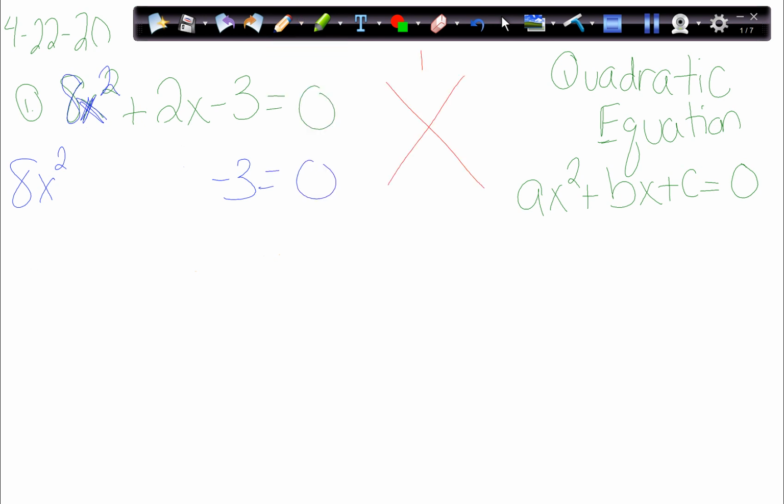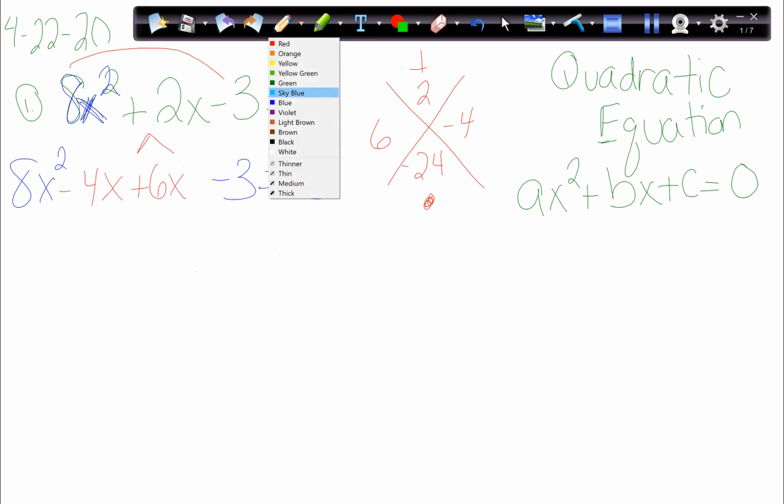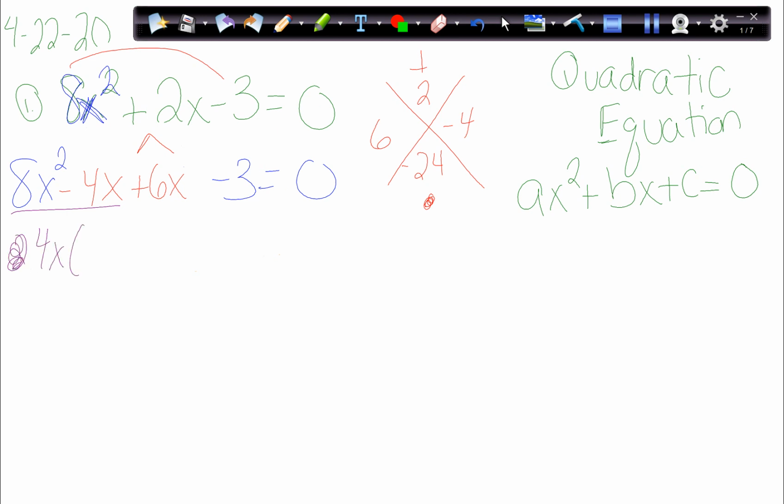So I need to know what adds to give me 2, but multiplies to give me negative 24. And that would be a positive 6 and a negative 4. Of course, I like to put the negatives first so I don't make a mistake by forgetting to factor out a negative. All right, so now I'm going to start factoring with grouping. My greatest common factor is 4x, and I'll be left with x minus 1. And then my greatest common factor would be a 3, that's 2x, left with 2x minus 1.